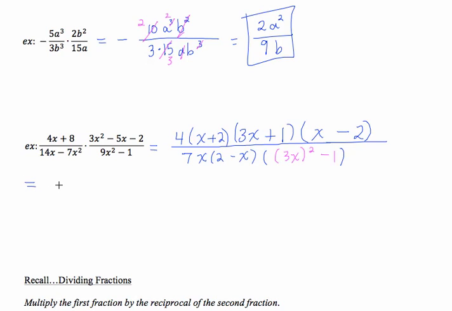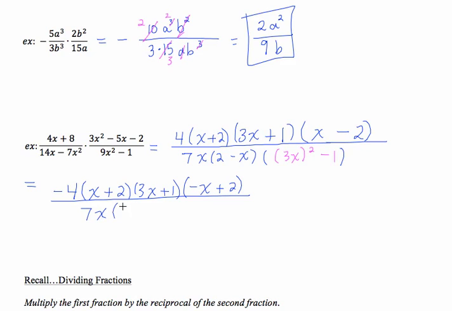So then coming down here, I'm going to rewrite everything else. And I'm going to factor a -1 out of this x minus 2. Now typically when you write a negative, you put it at the front of the whole thing, which is what I'm going to do. So this negative is going to come out of that x minus 2 there. Then I'll recopy the 4, the x plus 2, and the 3x plus 1. And then after I factor that negative out, I'm left with -x plus 2. In the denominator, we have 7x times 2 minus x.